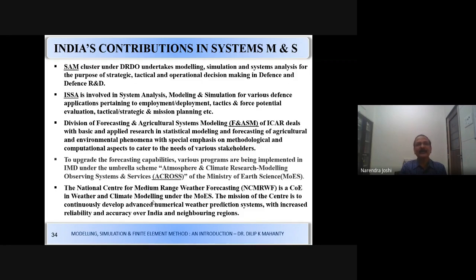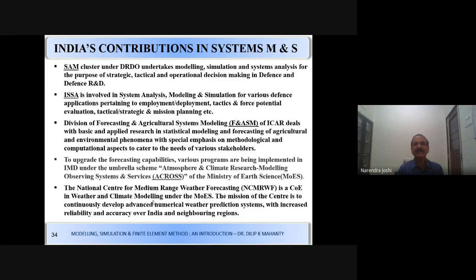To upgrade the forecasting coverage of various programs, basically for the climate condition, the Ministry of Earth Sciences has developed ACROSS, which is atmosphere and climate research modeling, observing systems and services. Today, if I'm correct, almost 86 parameter modeling forecasting systems have been developed by India, and we are in a position to quite accurately forecast various climatic conditions.